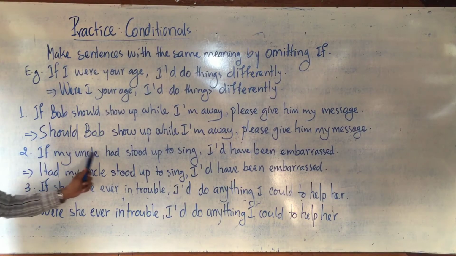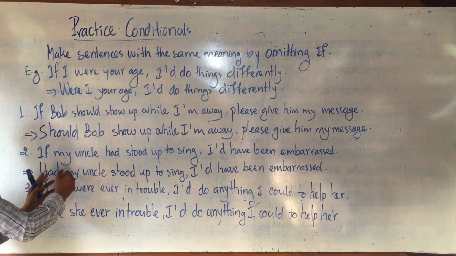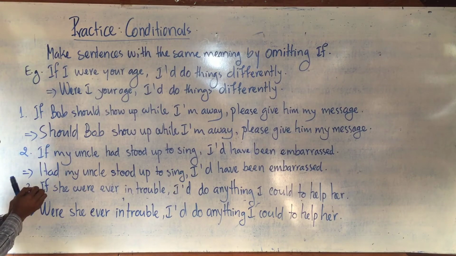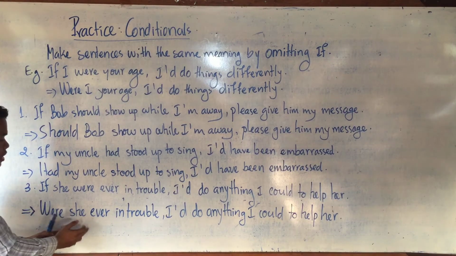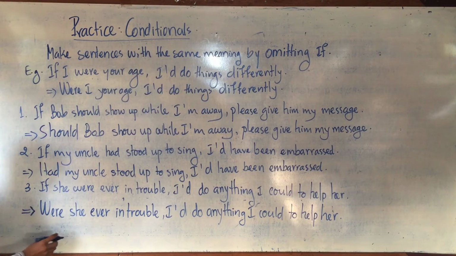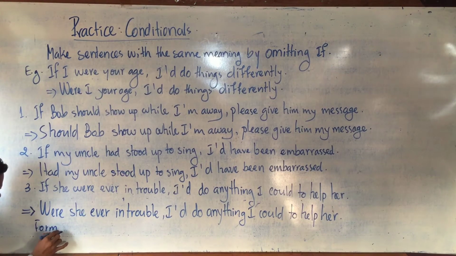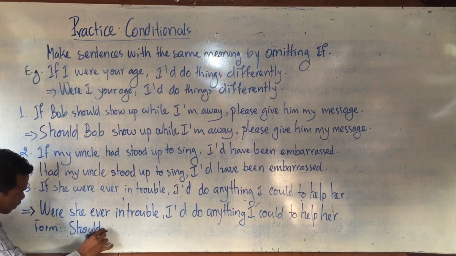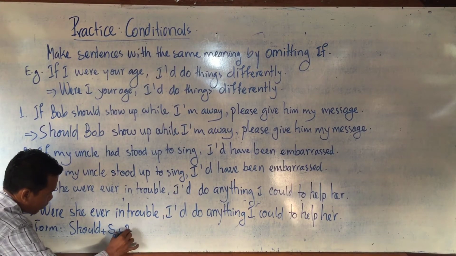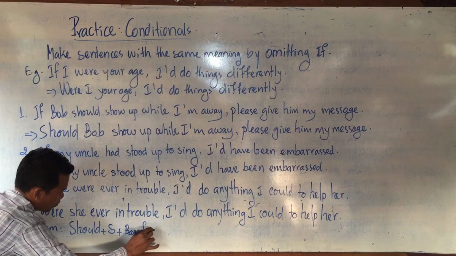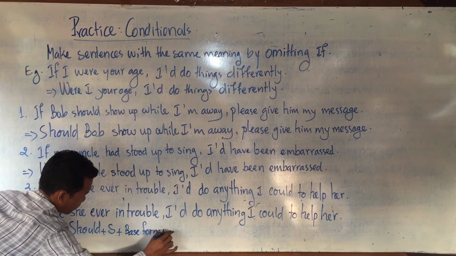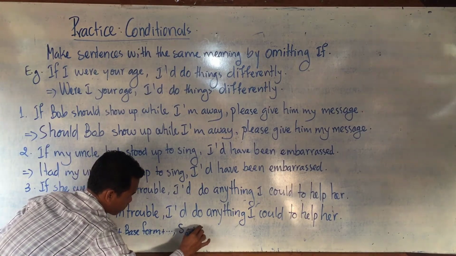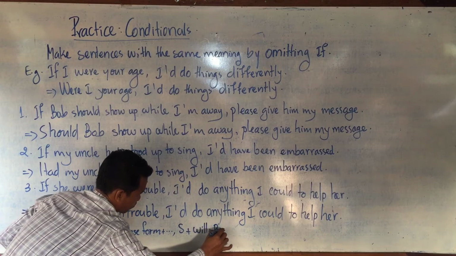Number 2, this is the third conditional. That's why in the third conditional we have to use subject-verb inversion between the auxiliary verb and the subject like this. Number 3, we use were in the second conditional. So according to this, we can write the form like this. First conditional: should plus subject plus be form, plus subject plus will plus be form.